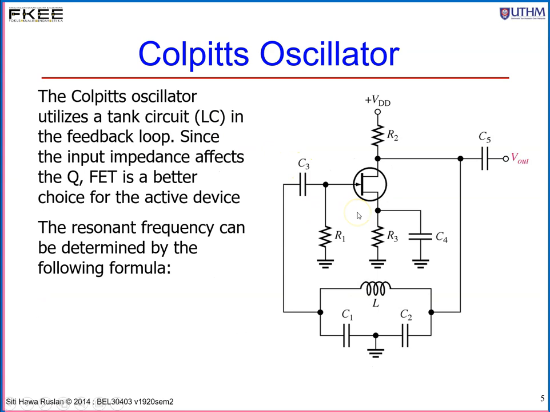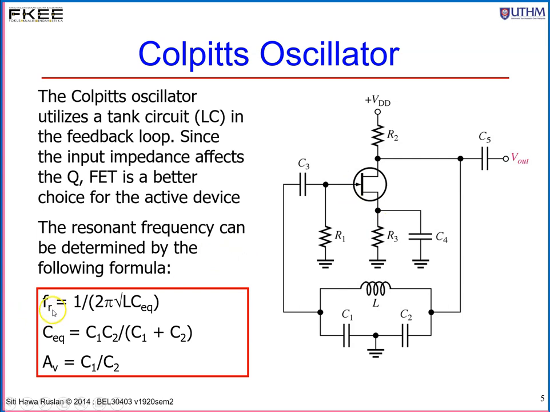So this is an example of a Colpitts oscillator. It consists of two capacitors, C1, C2, and an inductor. C2 is the one connected to the output, while C1 is the one connected to the input of the amplifier. In this type of circuit, this is a common source amplifier. Usually the Colpitts oscillator uses a JFET because it can tolerate high frequency. The frequency of oscillation Fr or F0 equals 1 over 2 pi square root of L C equivalent, and the C equivalent of these two capacitors is C1 multiplied by C2 divided by C1 plus C2, and the ratio of gain is C1 over C2. We'll learn how to derive this equation.